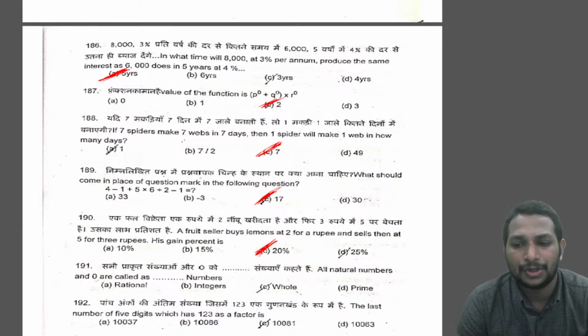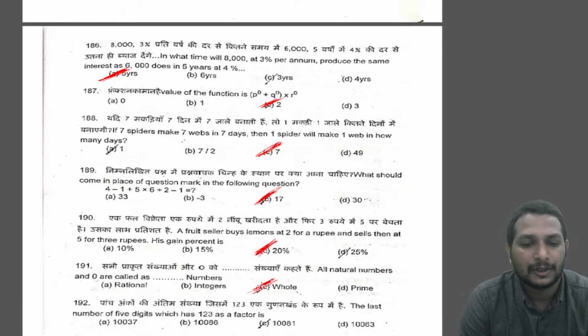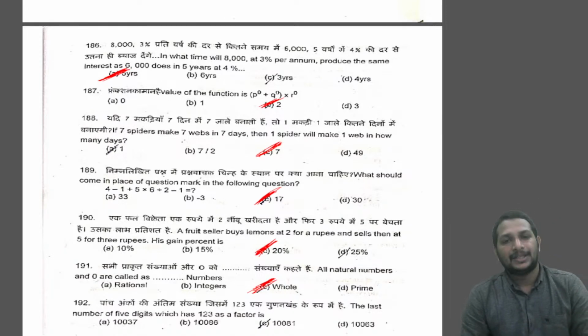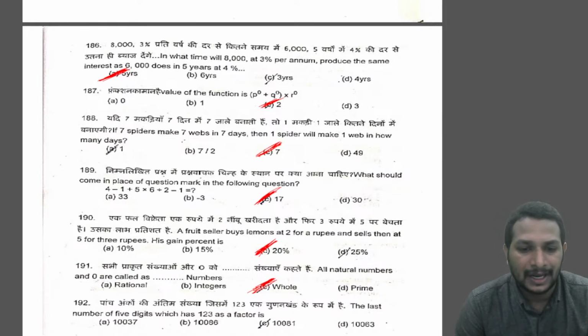Now let's see the question number 191. All natural numbers and 0 are called whole numbers, right? Natural numbers and 0 are called whole numbers. Next question number 192. The last number of 5 digits which has one option.